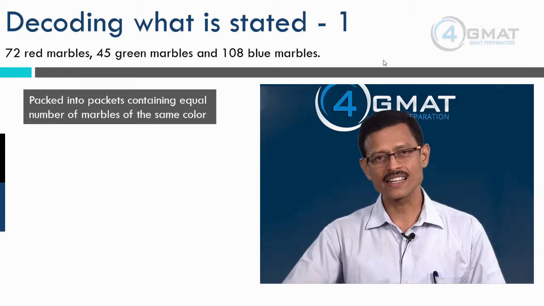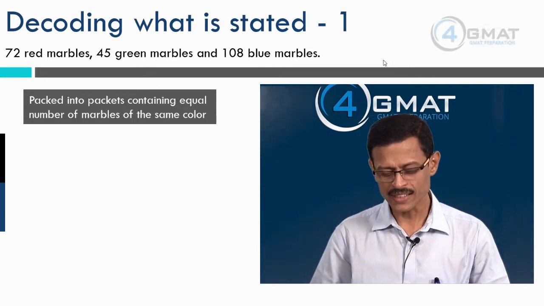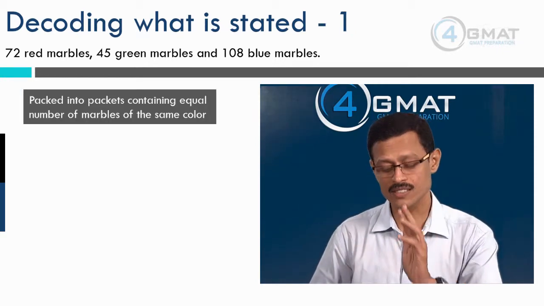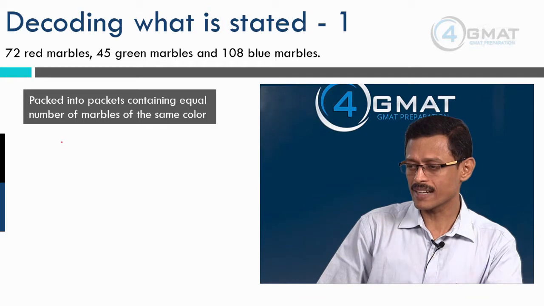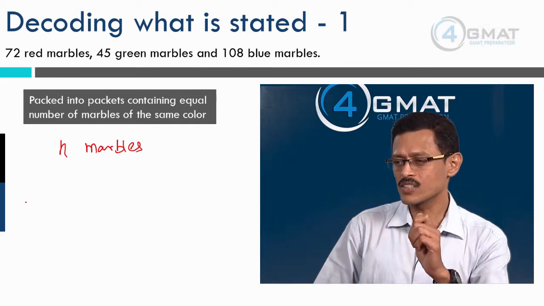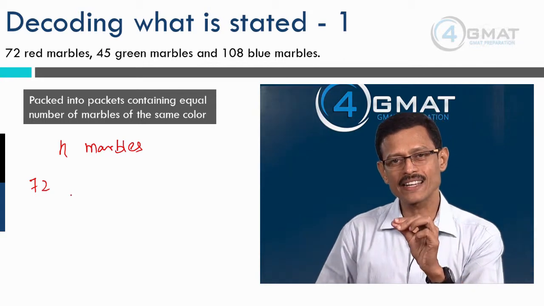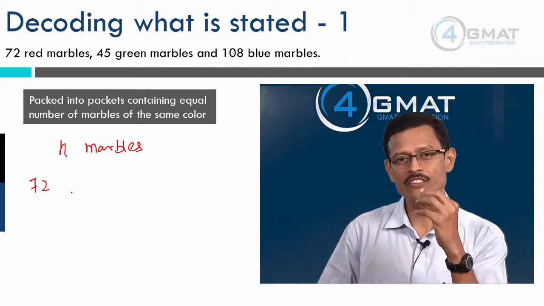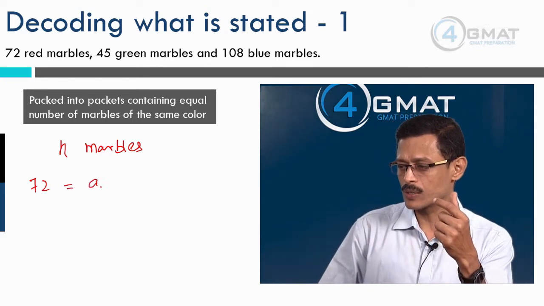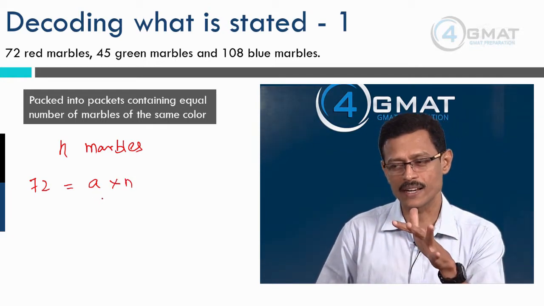Let's get started. Let's try and phrase it in the form of some pseudo equations to help us understand how it works. The number of marbles in each of these packets is going to be the same. So that's what the question says. Number of marbles is the same. I'm going to pick something like each packet contains n marbles. There are n marbles in each packet. So let's look at it this way. We have 72 red marbles. We are going to pack it into packets containing n marbles. If we make it that way, we'll get a number of packets. So 72 is going to be equal to a into n, a being the number of packets and n being the number of marbles in each packet.